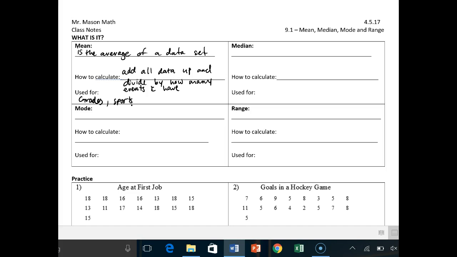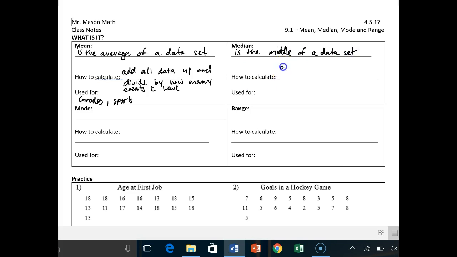The median is the middle of a data set. You can think about the median in a road, right? You never want to cross the median in the road, otherwise you'd be in the wrong lane. So the median is the middle of a data set.